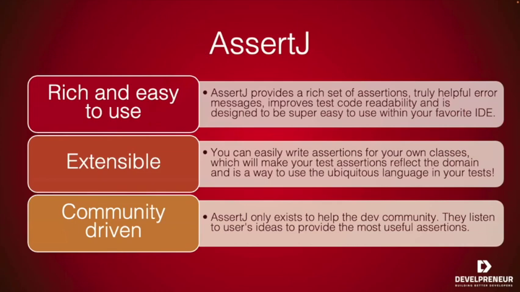AssertJ is a third-party library that you can include in your project that is rich and easy to use. It is extensible. It's open source, so you can go extend the libraries. It is also community driven, so there are no licenses or costs to using this library. AssertJ provides a rich set of assertions, truly helpful error messaging, improves test code readability, and is designed to be super easy to use within your favorite IDE.